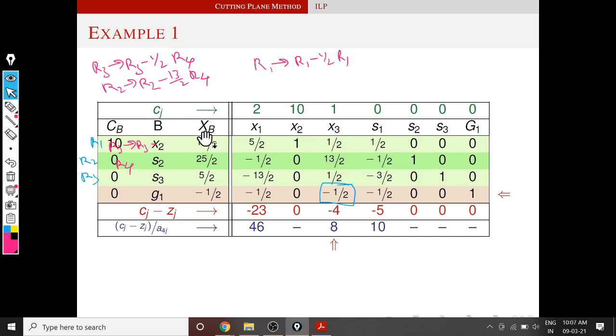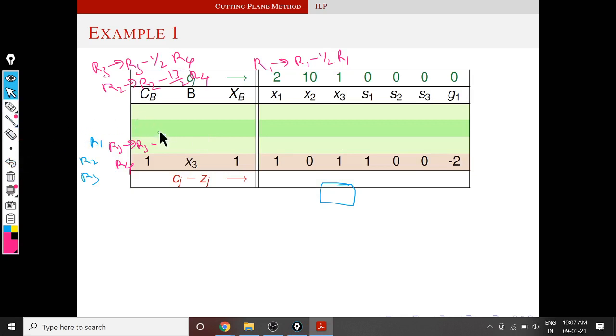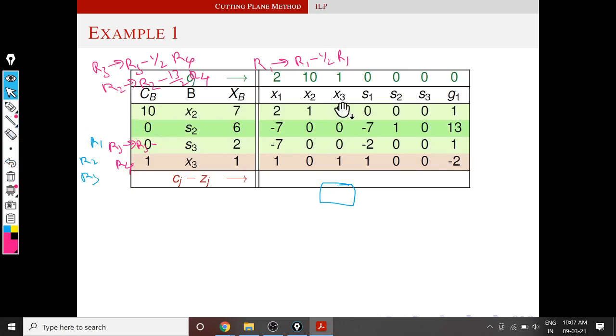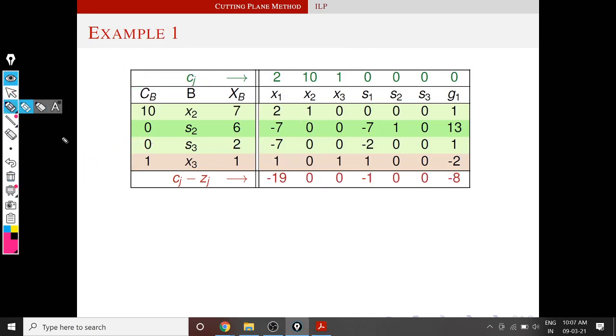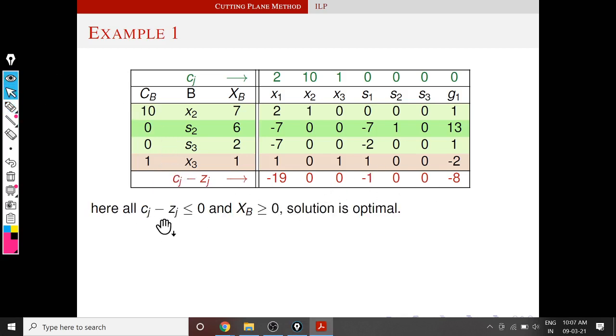Using these three operations, our table is like this. All these three elements are 0. These are the corresponding changes. Is it an optimal table? Yes. Here all the Cj minus Zj's are less than or equal to 0 and xb is non-negative. This is the condition for optimal solution in dual simplex method. So this is an optimal simplex table.